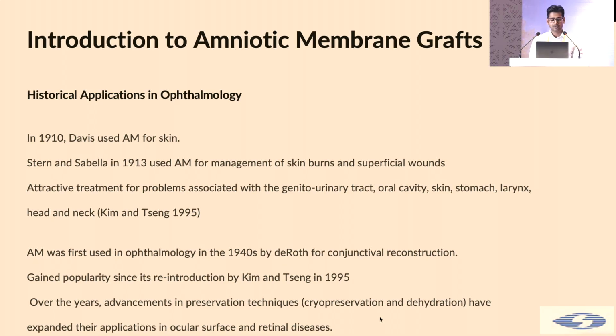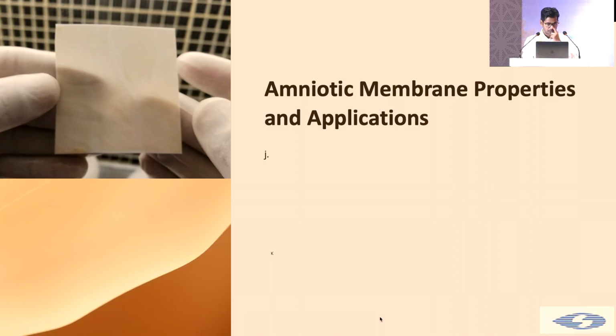It found its way into ophthalmology in the 1940s when Roth first used it for conjunctival reconstruction. After that, it gained popularity when Kim and Singh used it for multiple pathologies in 1995. Over the years, advancement in preservation techniques has expanded its application in ocular surface and retinal diseases. Now we'll be discussing the amniotic properties and applications.